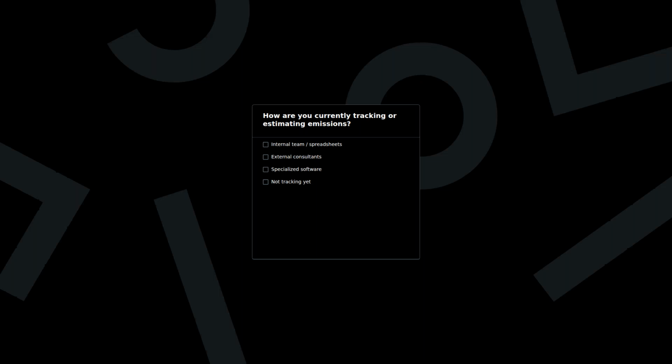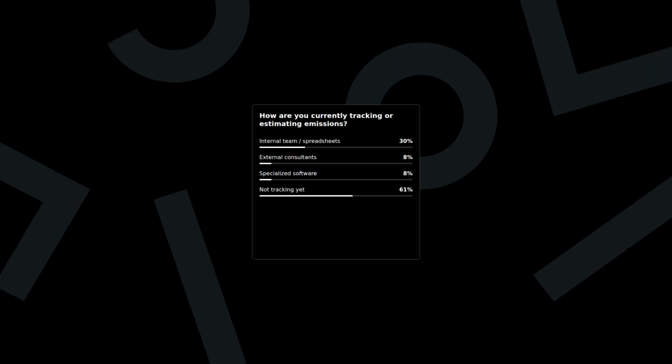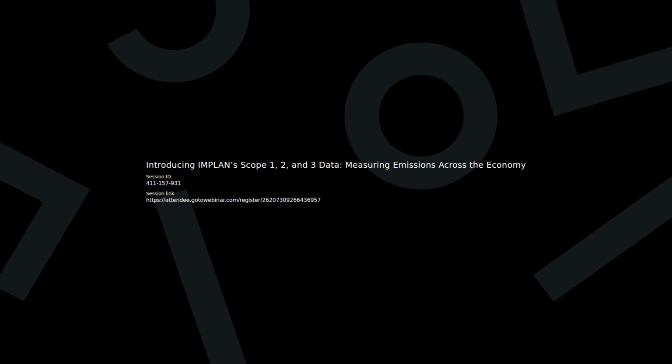So to get into a little bit more detail about how we're teasing out these Scope 2 and 3 impacts, I have this helpful graphic here. You should be able to see that in just a second here. So here on this graphic, I think you all might still be seeing the poll.